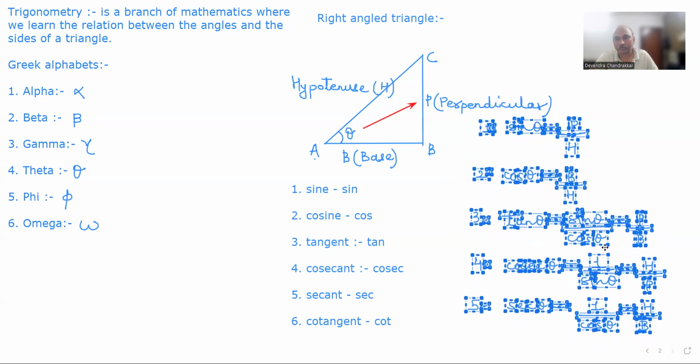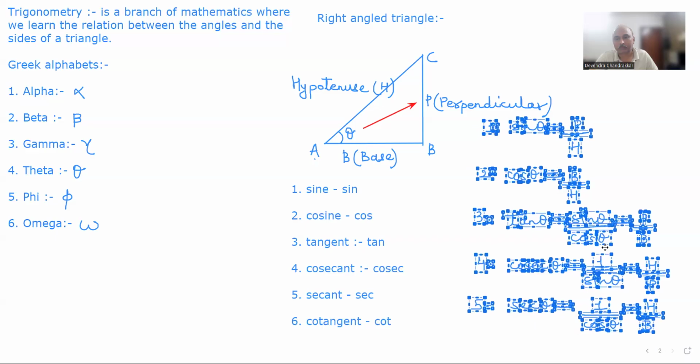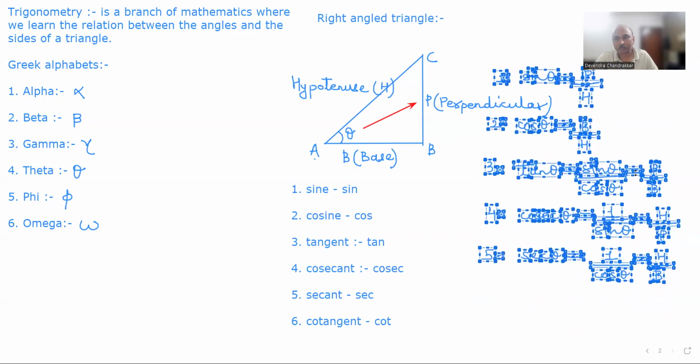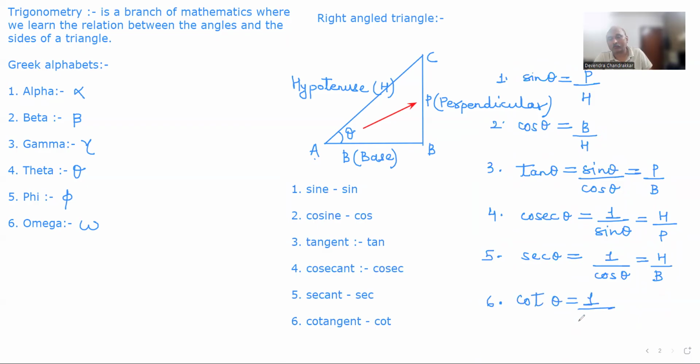Yes or no? Yes, sir. Okay. Then comes the last part. Last one is cot theta. Cot theta is 1 over tan theta. So this is nothing but b upon p.